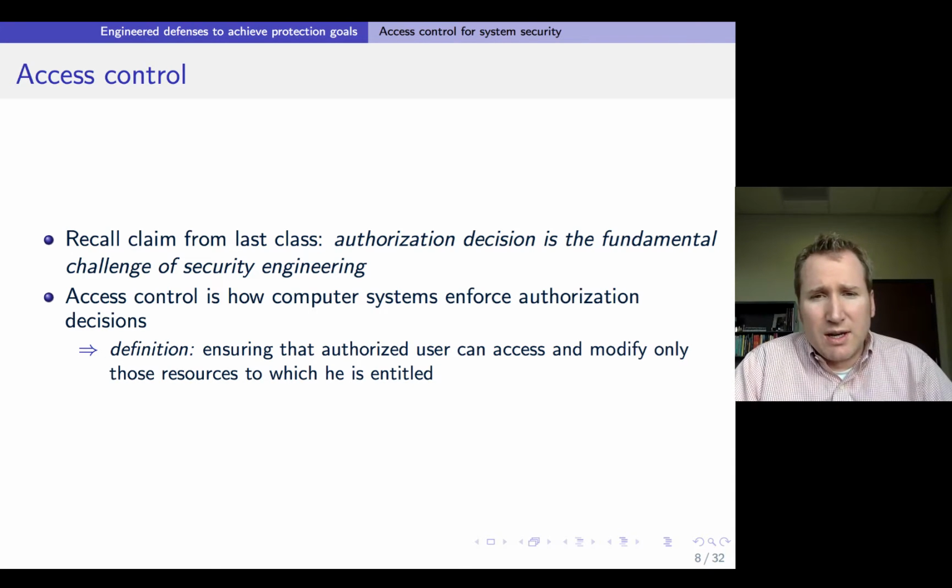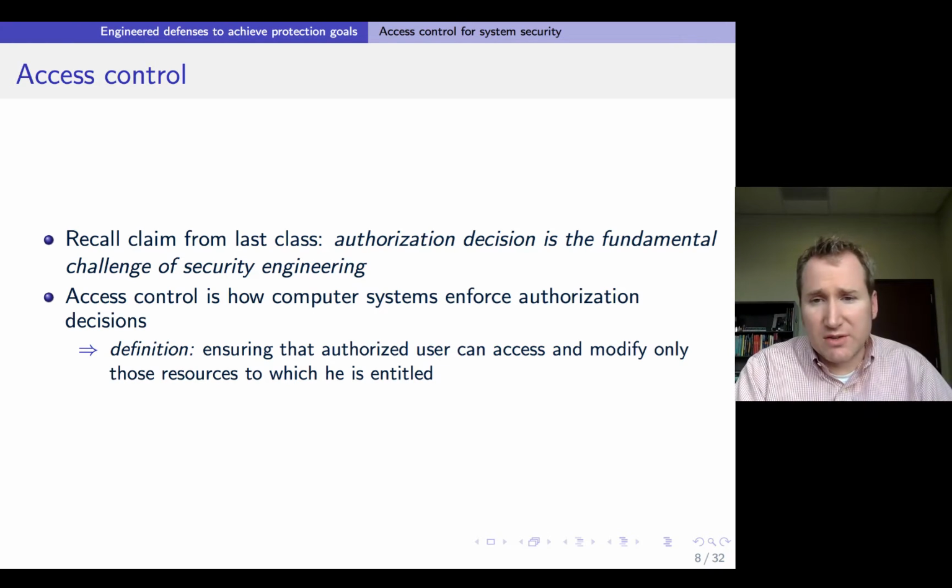And so given that, it sort of stands to reason that you'd want to know what are the mechanisms that enable the authorization decision to be supported. And the way it's done in operating systems traditionally is through something called access control. And what access control does is ensure that authorized users can access and modify only the resources to which they're entitled. Okay, so an access control mechanism overlaid onto a file system, for example, would say that these files can be read or written by a particular user.